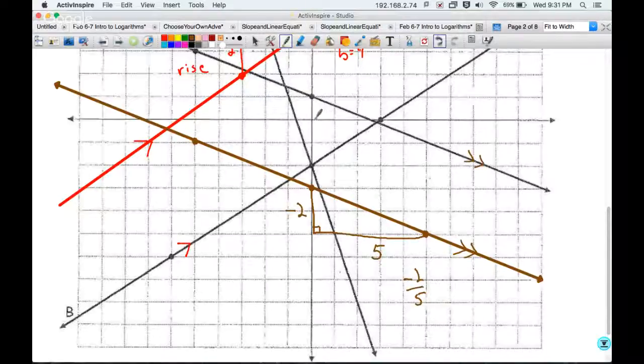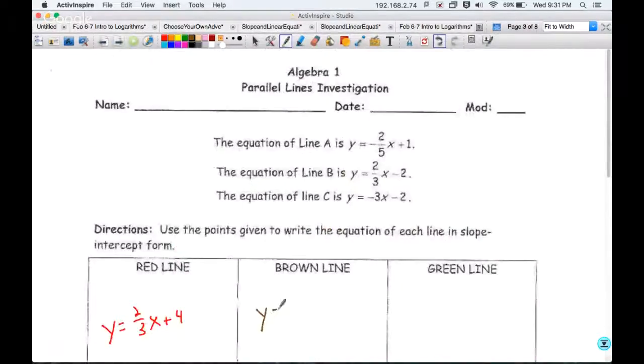Now for the y-intercept, I go back to my origin, count down to where it crosses the y-axis. 1, 2, 3. Because I counted down, that means that the b value is equal to -3. All right, if we put this all together, we're going to get y equals -2/5 x minus 3. Let's fill that in on the next page. Y equals negative 2/5 x minus 3.